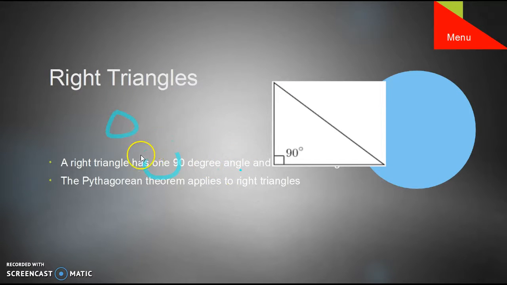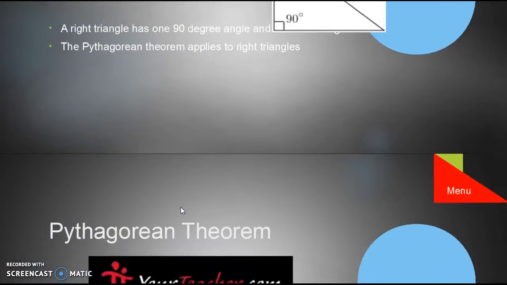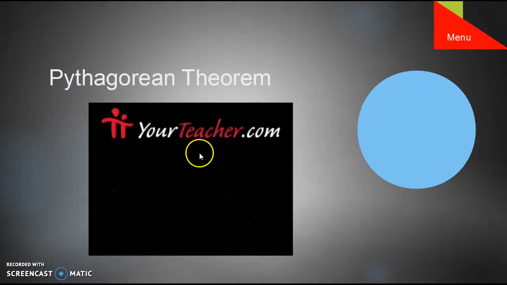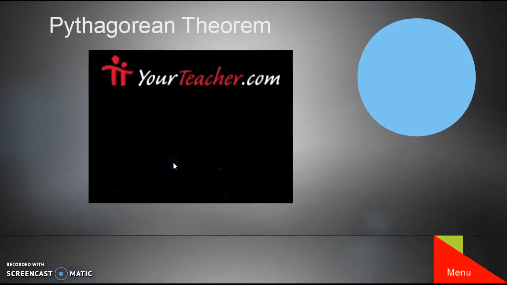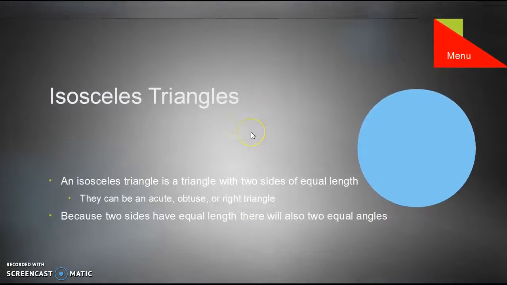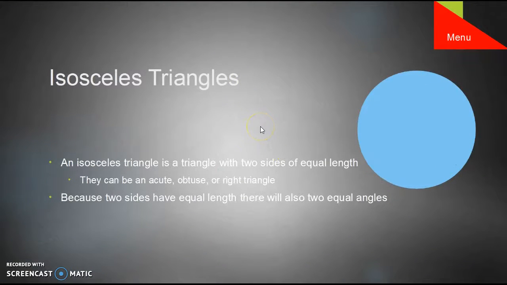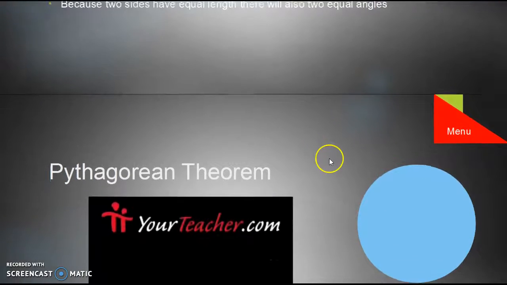So a right triangle has one angle that is exactly 90 degrees. And there's a bunch of special properties to right triangles. One of them is the Pythagorean theorem. Here's a video about it. But it didn't work because this isn't the right thing. So go back up.